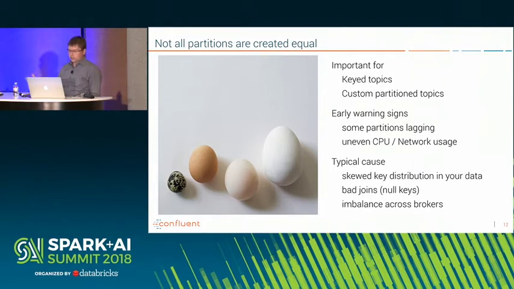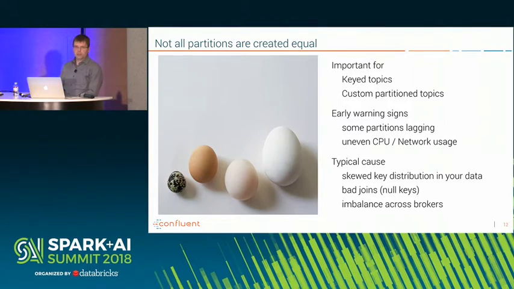And the reason you might end up with those is because you have a skewed key distribution in your data. So let's say you're grouping things by customer ID, and all those messages go to the same partition. If you have one customer that has a lot of messages, then you're automatically going to end up with a lot of data in that partition.